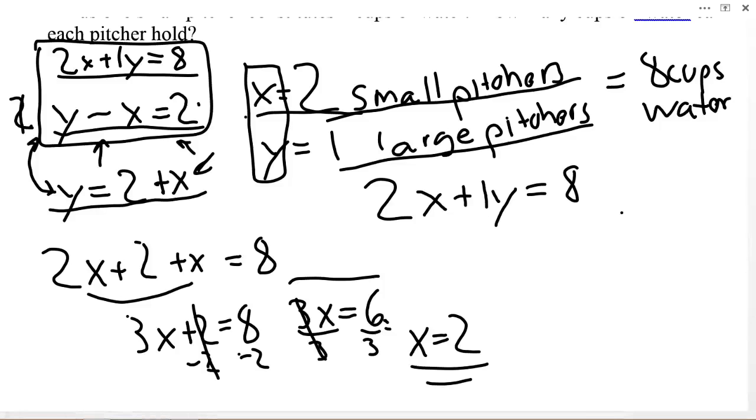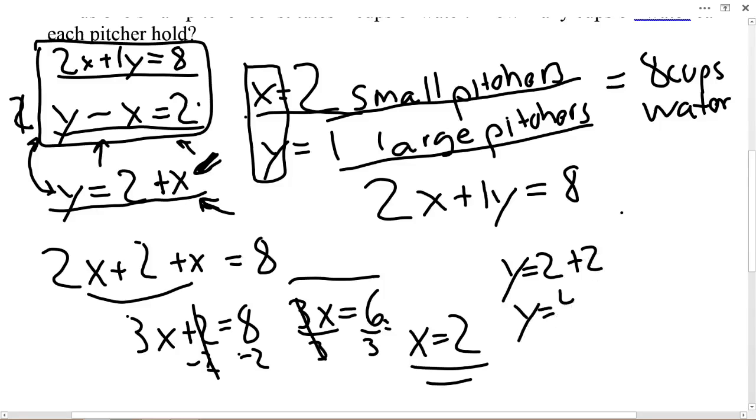Let's plug this x equals 2 into this equation right here, because we're already solving for y. So y equals 2 plus our x, which is 2, and then our y is 4. And that's it. Now we found our x and y.